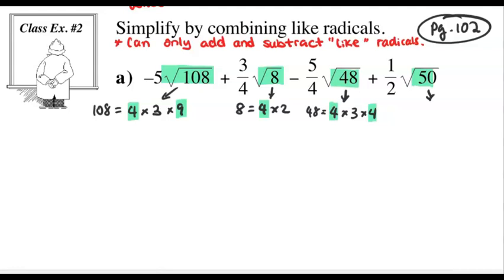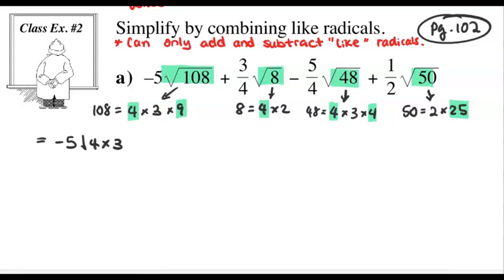Last but not least, let's try 50. 50, I'm going to go ahead and divide by 2. That leaves me with 25. Great, square root of 25 is 5. Again, any of these quick maths that you're not too sure of, go ahead and use your scientific calculator for that. Now I'm just going to rewrite it into my radicals form.